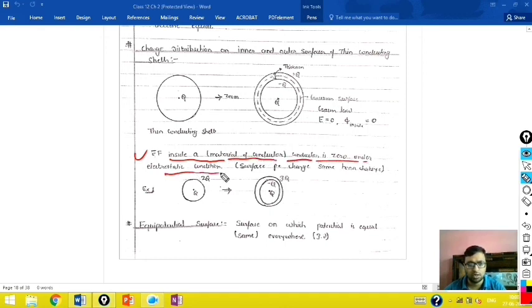Now the next thing: the electric field inside a conductor material is 0 under electrostatic conditions, which I have explained to you. Which conditions are these? For a surface, the charge should be the same, and it should be an equipotential surface. It means this charge I am talking about, this plus q and this minus q, should be the same for a surface.